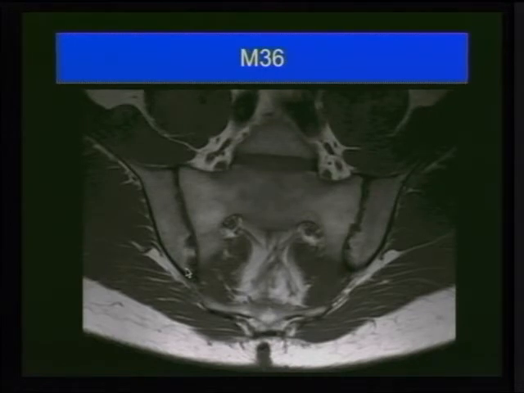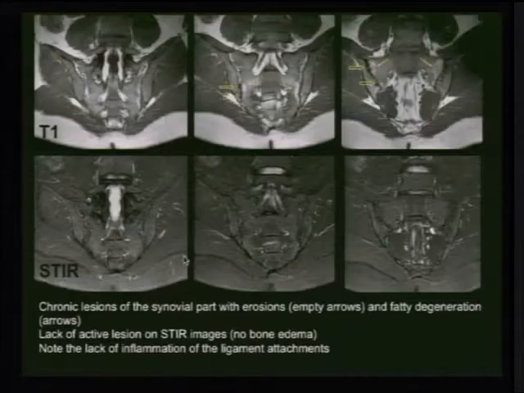Is there any associated edema or no edema? You go for the cases of the STIR imaging. This is a case which is really interesting. The superior row is T1 weighted coronal oblique. The inferior row is coronal oblique STIR images.